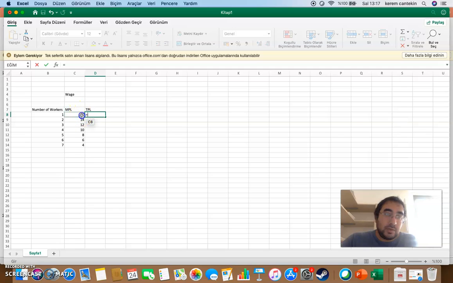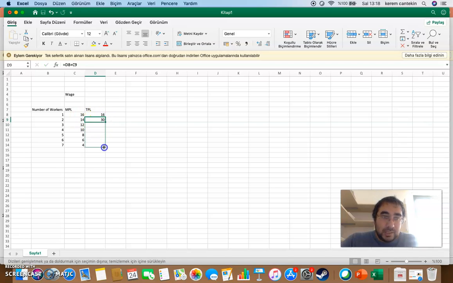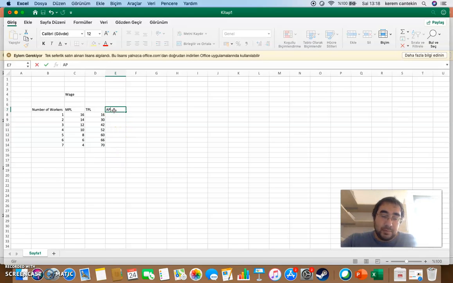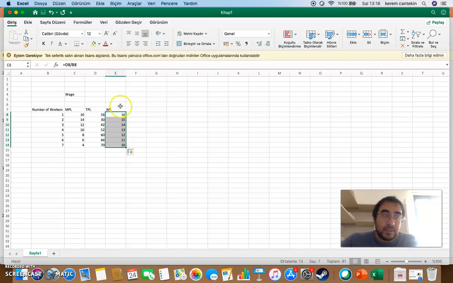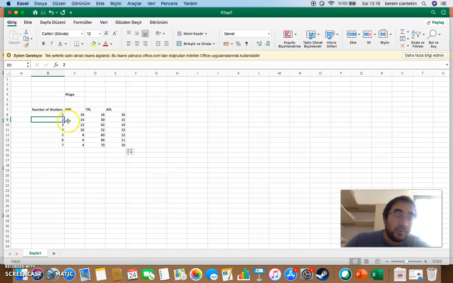Well, just to show you the total product of labor in this case: for 1, it is 16. For 2, it is 15 plus 14. And you do this, so it is an increasing number. Average product of labor is not an increasing number. It should decrease. You should divide this by the number of workers. It's a decreasing number. This is average product. I mean, if you have 2 workers, per worker production level is 15, basically.